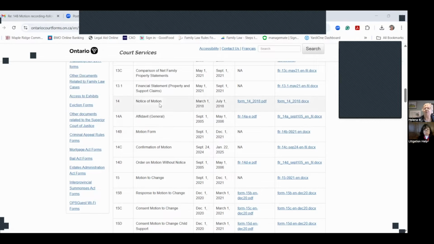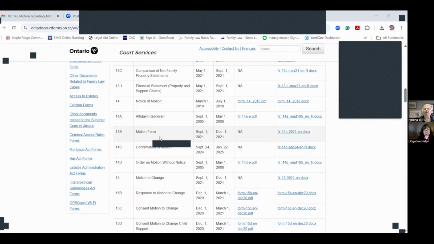The normal notice of motion, the straightforward motion that everybody knows and thinks about, is just a Form 14. 14A is the affidavit you do in support of a motion. And lo and behold, there's a Form 14B motion form. It was specially created under the family law rules to deal with procedural, uncontested, uncomplicated matters. You don't have to have people appearing before a judge and arguing about it.